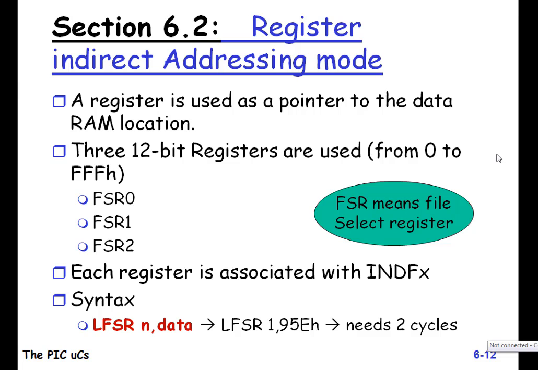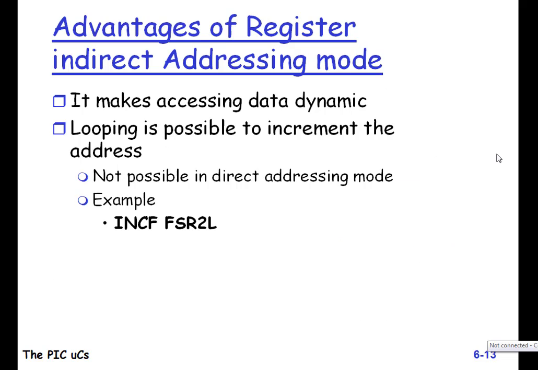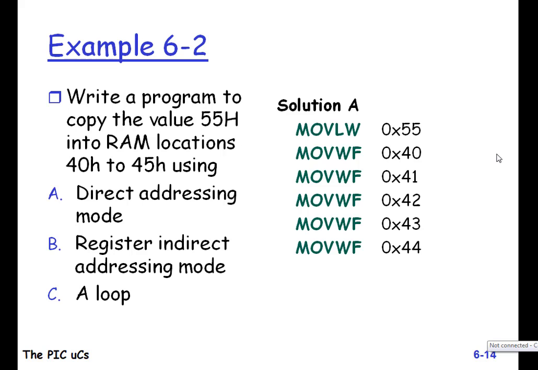Another topic, section 6.2, covers register indirect addressing mode, used as a pointer to access data from a RAM location. There are 12-bit registers used, from 0 to FFFH. Some mnemonics are given, each register associated with its instruction, with syntax also given, and it takes 2 cycles for execution. Advantages of register indirect addressing: it makes accessing data dynamic, and looping is possible by incrementing the addresses, which is not possible in direct addressing mode. An example is given below.